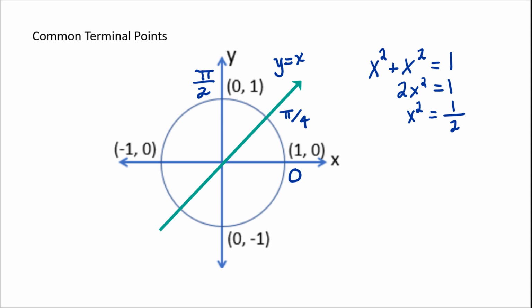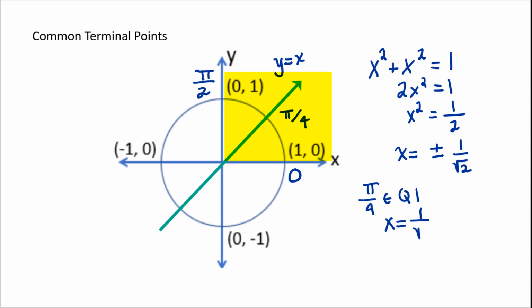Using the square root property to solve for x, we get x equals plus or minus the square root of 1, which is just 1, divided by the square root of 2. Since t equals pi over 4 is in the first quadrant, we will select the positive value. So x is equal to 1 over the square root of 2. And since x equals y, the y value is also 1 over the square root of 2.